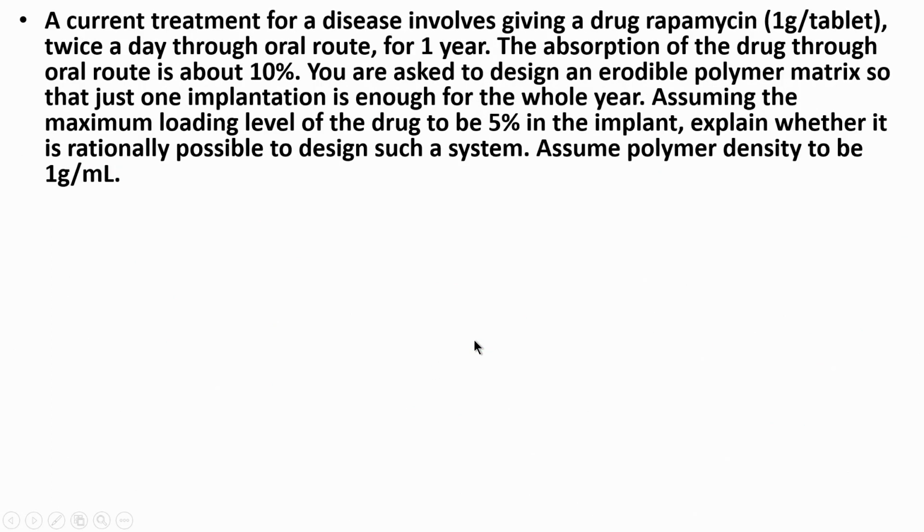Okay. So, here is another question now. This is on the polymer matrix system. The question is, a current treatment for the disease involves giving a drug, in this case rapamycin, as a 1 gram tablet, which is given twice a day through the oral route, and this particular treatment requires it to be given for about a year. So, quite a lot of drug that the patient has to take. The absorption of the drug through the oral route is about 10%.